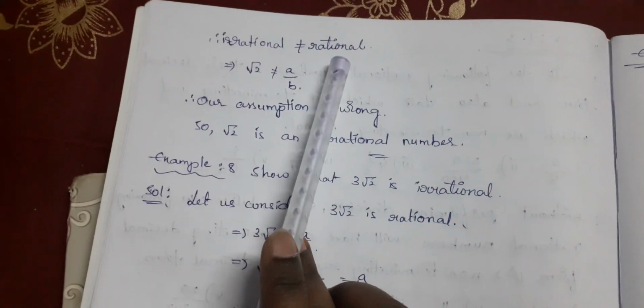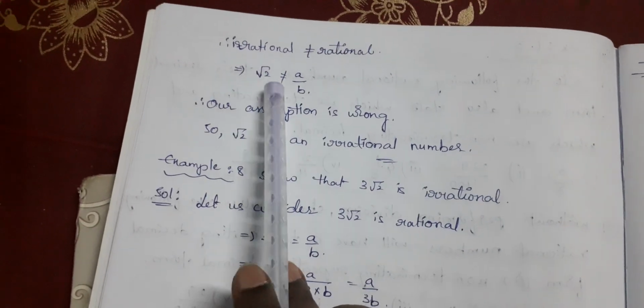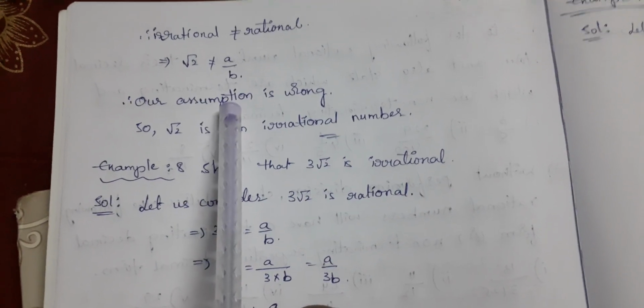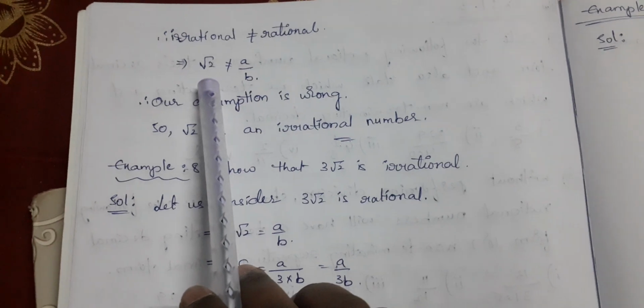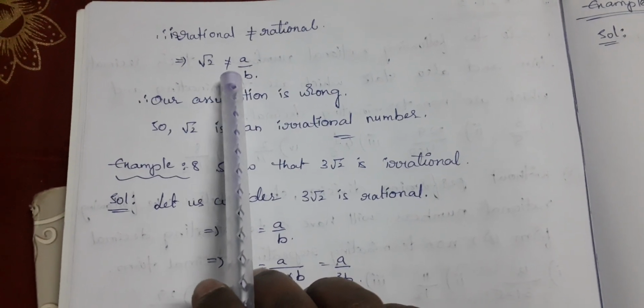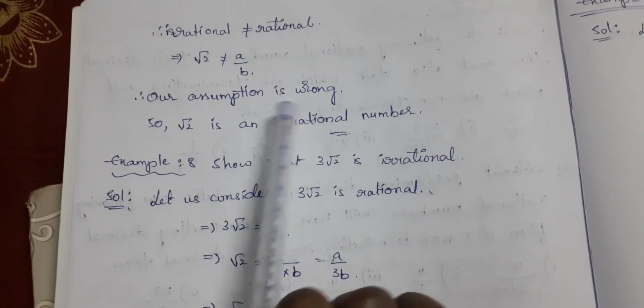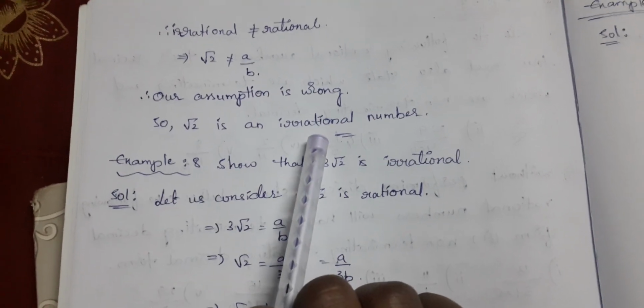Depending on that condition, we are proving that irrational is always not equal to rational. That's why root 2 is not equal to a by b. So what is our assumption? Root 2 is rational, we considered, but here what is proved? It is not a rational value. So that's why our assumption is wrong. So root 2 is an irrational number.